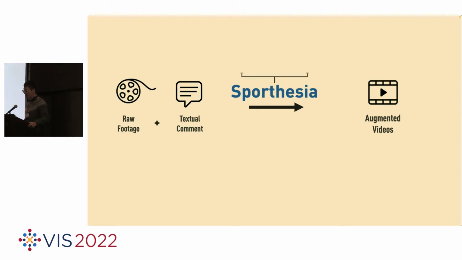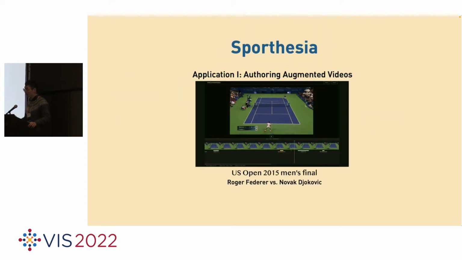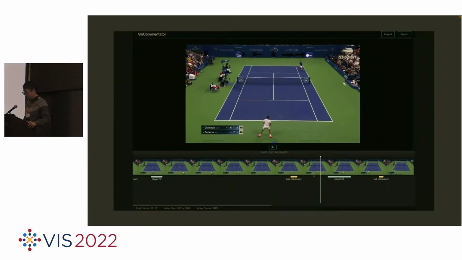Sportthesia leverages a set of computer vision and natural language processing models to achieve this goal. It's a technique that can be employed in different application scenarios. For example, we have integrated Sportthesia into a video authoring tool to demonstrate how it can facilitate augmentation of a tennis match video. Let's first take a look at this demo.